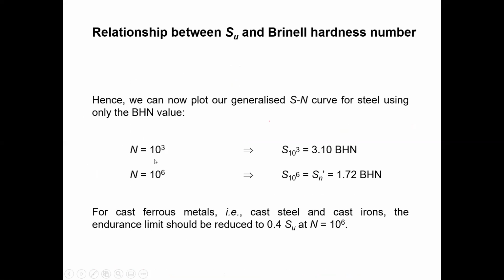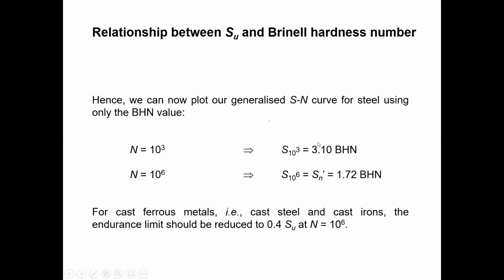So if you want to find out the 10 to the power 3 cycle strength of the material, the fatigue strength of the material, it is also provided here: 3.1 times BHN. So if you have a BHN value, assume the same value 200, you need to multiply by 3.1, then you will get the 10 to the power 3 cycle strength.